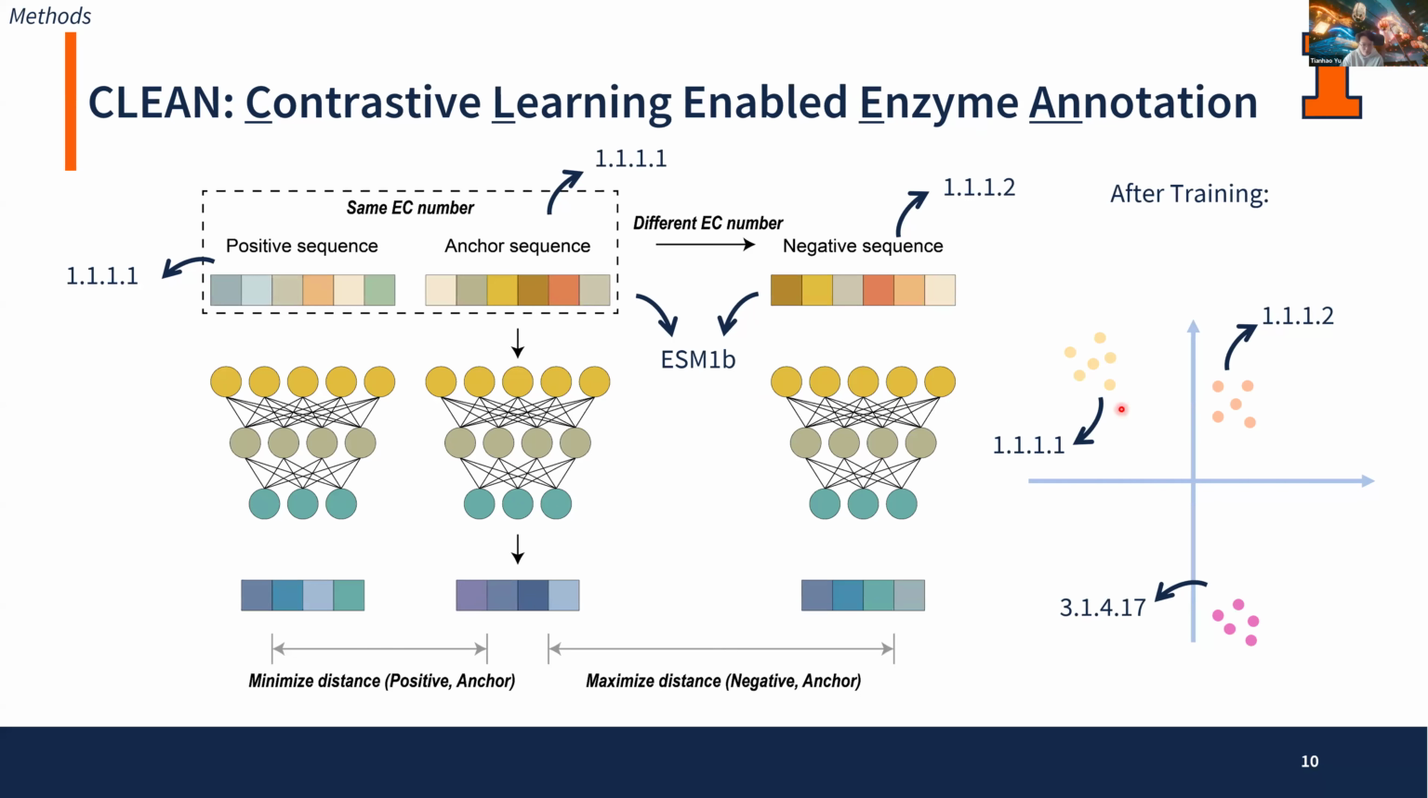Once the model has been trained, we'll be expecting to see that all the sequences with the same EC number cluster together distance-wise, and sequences with different EC numbers are separated far apart. Now if we have a query sequence, we can just put it on the space and say, oh, this query sequence is very close to 1.1.1.1, so this query sequence will be labeled with this EC number.